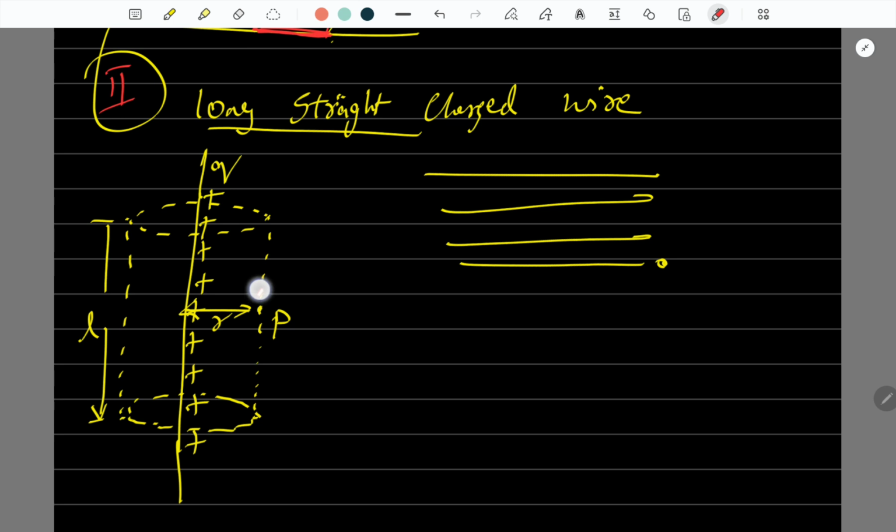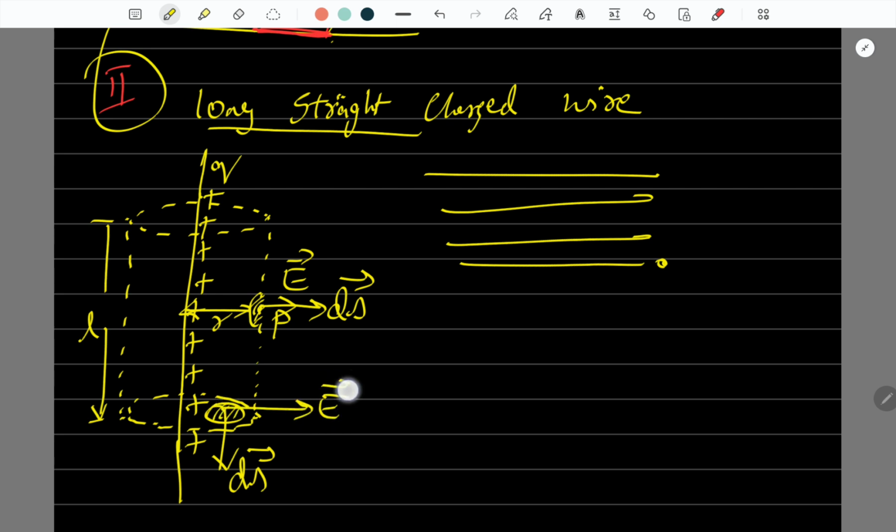After that we used to take a small area and write ds vector, correct? So let us do the same thing. I'll take a small area over here and mark ds vector. The electric field vector will also be like this here, but for the lower face, when I take a small area over here, ds vector will be outside. The electric field will be as it is due to the charges. For the upper face also, when I take ds vector it will be upwards, and the electric field will be this way. Okay, so this will be the figure.